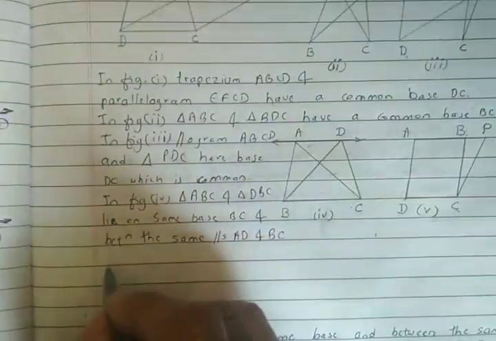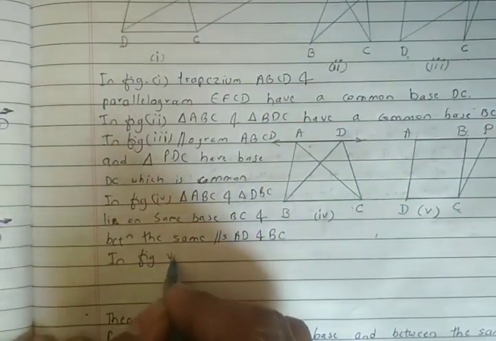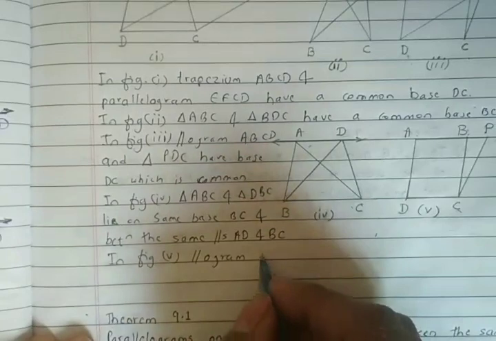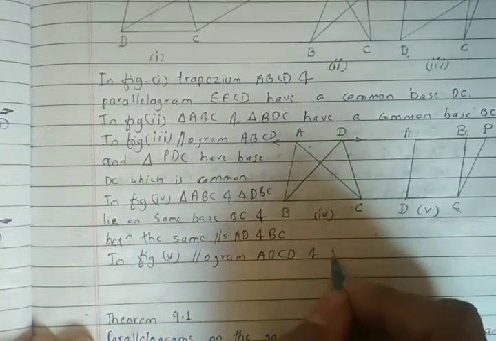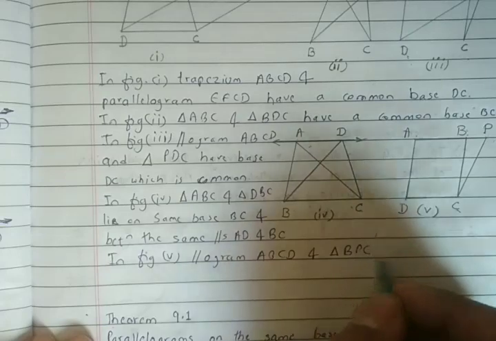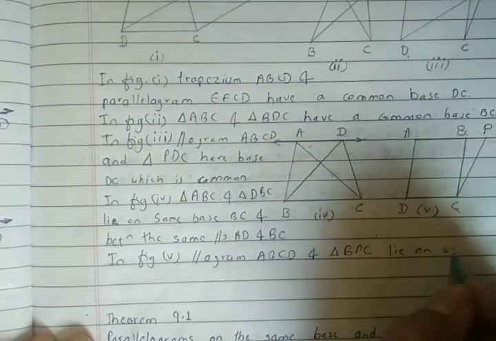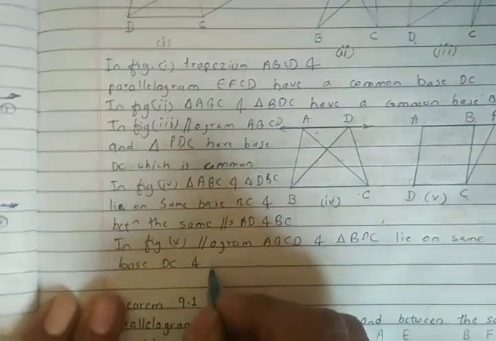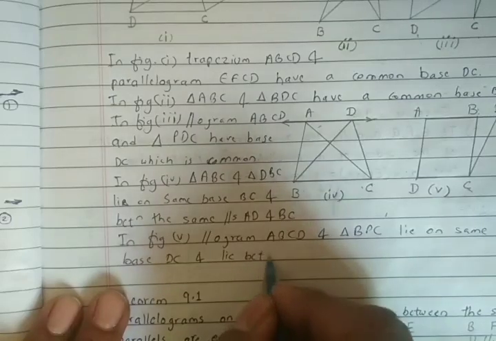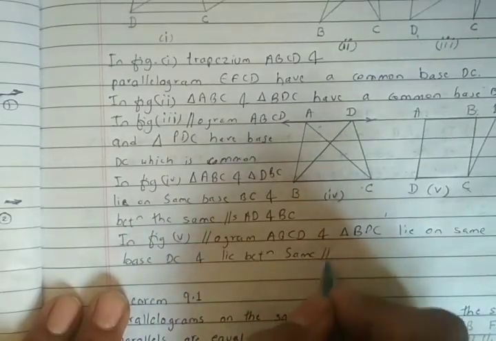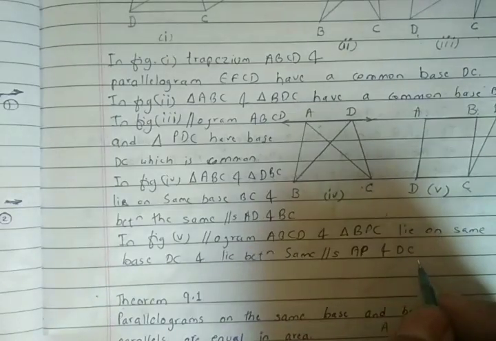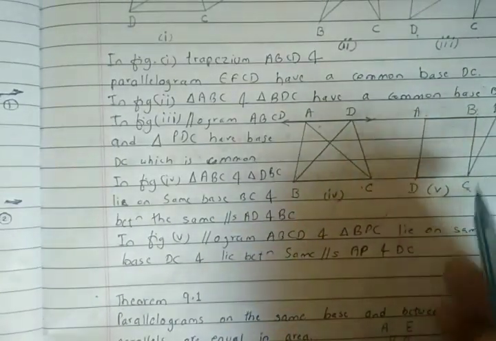So we will write it down in figure 5. Parallelogram ABCD and triangle BPC lie on same base, that is DC, and lie between same parallels, that is AP and DC. Right, these both are parallel to each other.